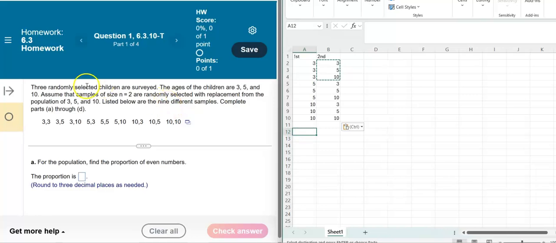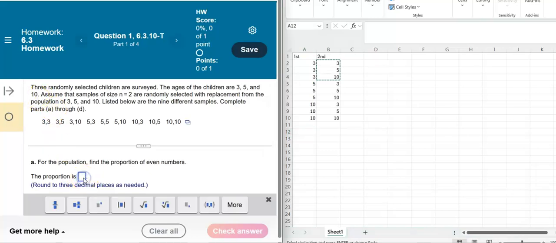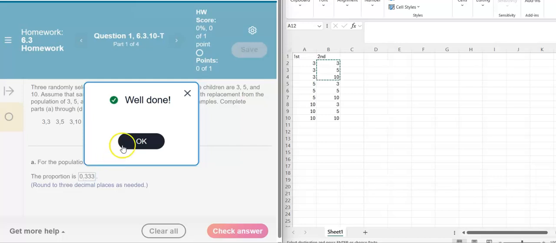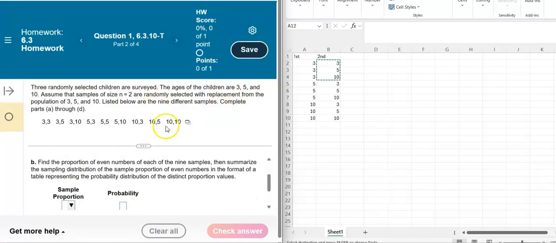Now it wants to know what is the proportion of even numbers for the population, the 3, 5, and 10. Well, there's odd, odd, even. So the proportion that's even is a third, 1 out of 3. It tells me to round to 3 decimal places, so that's 0.333, repeating forever. That's how many of the population of just these 3, 5, and 10 are even.